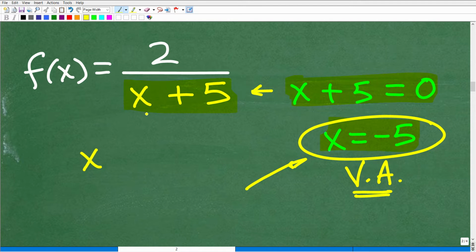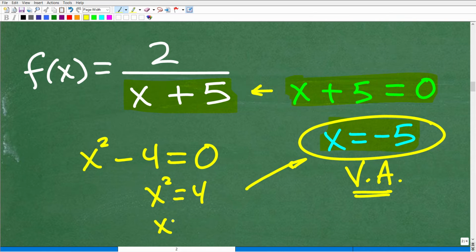Now, if, for example, you had something like x squared minus 4 in the denominator, let's make it a little bit easier. We set this equal to 0. We're going to have x squared is equal to 4, and x is going to be equal to positive and negative 2. So in this case, you would have two separate vertical asymptotes. So there's not just one vertical asymptote. You just don't know until you do the work. But in this case, we have one and only one vertical asymptote. That's going to be the line x is equal to -5. Okay, so that's vertical asymptotes.